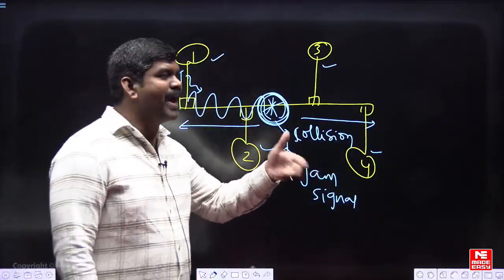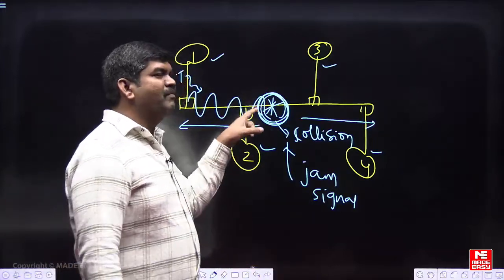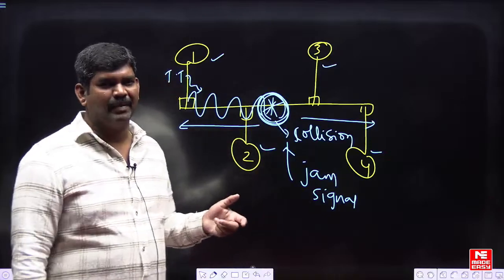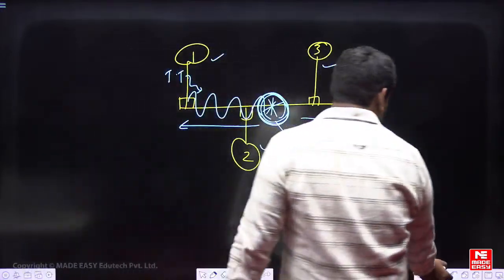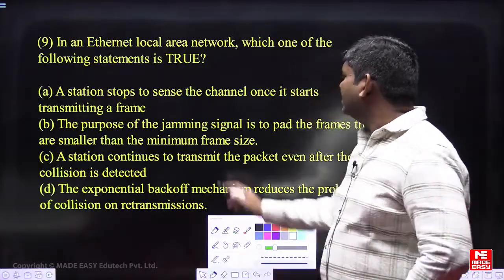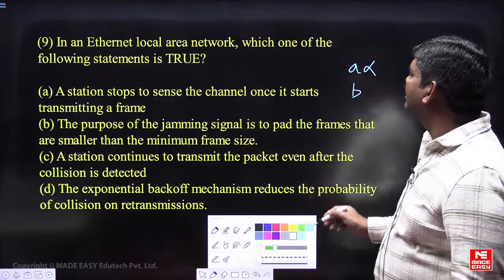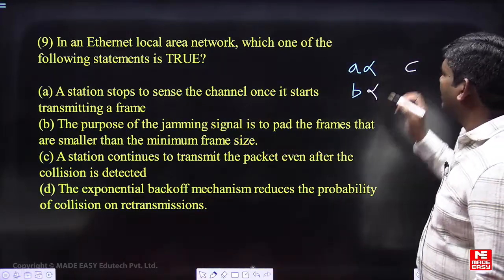It is not just to add some pad bits to the minimum frame size. It is to inform that somewhere a collision has happened, or you can say mixing of the signals transmitted by the different stations has happened. So the option saying the purpose of the jam signal is to pad frames smaller than the minimum frame size is also false. Okay, try option C.